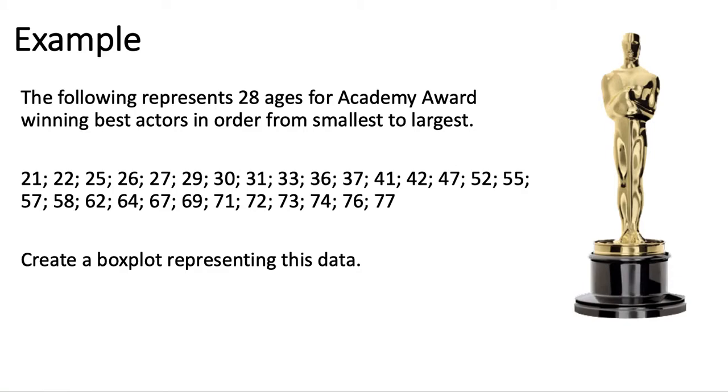Let's complete an example together. In this example, I'm seeing a data set representing 28 ages for Academy Award-winning Best Actors in order from smallest to largest. So I have my 28 numbers here representing different ages of actors who have won an Academy Award. I will create a box plot representing this data.